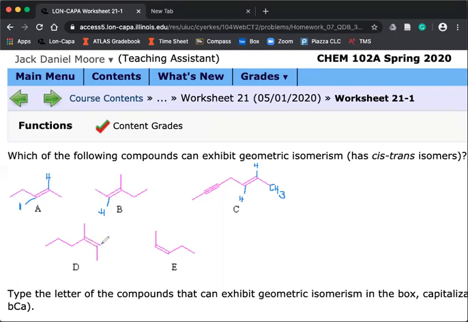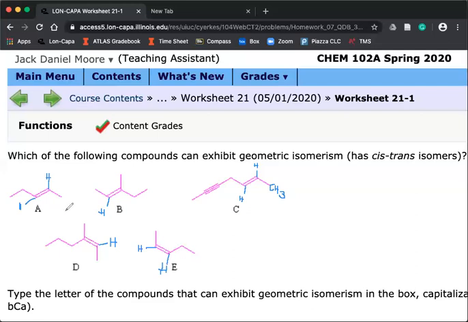For D, we'll draw in our other hydrogen. And we again have 2 different groups. We have the methyl, the CH3, and the hydrogen, and then the methyl and the propyl over here. So this is also going to have cis-trans isomerism. Last up, we have E. For E, we need to add in our hydrogens about the double bond. We can see that we again have 2 different groups. We have the methyl and the hydrogen, and then we have the ethyl and the hydrogen. So E is also going to exhibit cis-trans isomerism.